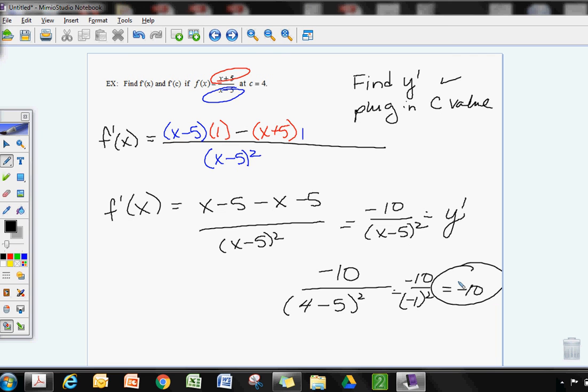Ta-da! Okay, quotient rule. Low D high minus high D low. Square the bottom and away we go.